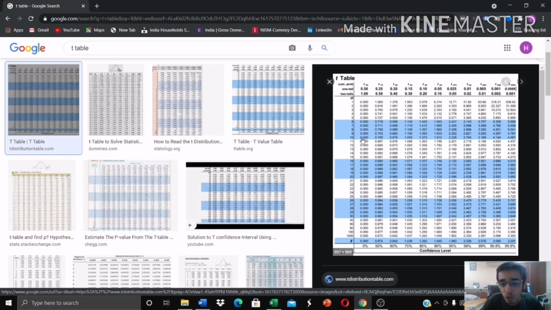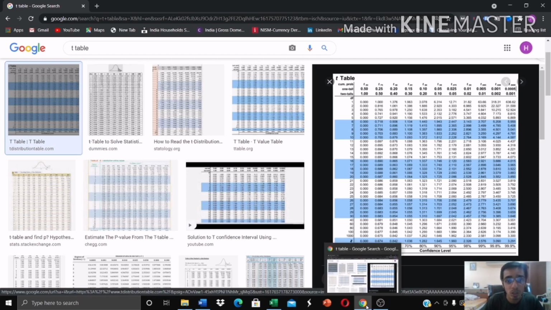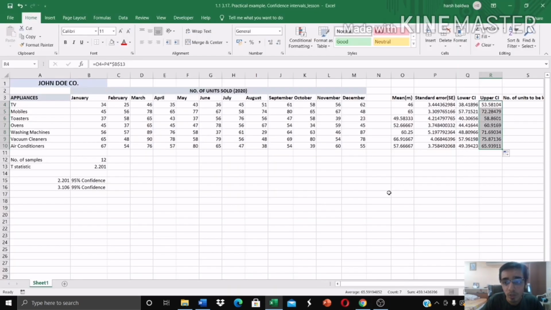As the sample size is 12, the degrees of freedom we will have is 11. So corresponding to 11, check out the 95% confidence level over here. The t value for this is 2.201, and for the 99% confidence level it's 3.106. So that is how you find the t value for a particular confidence level.